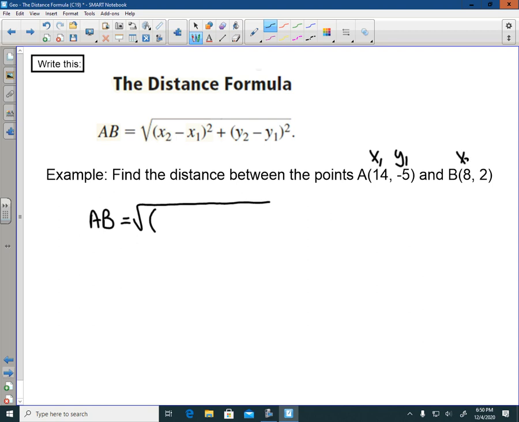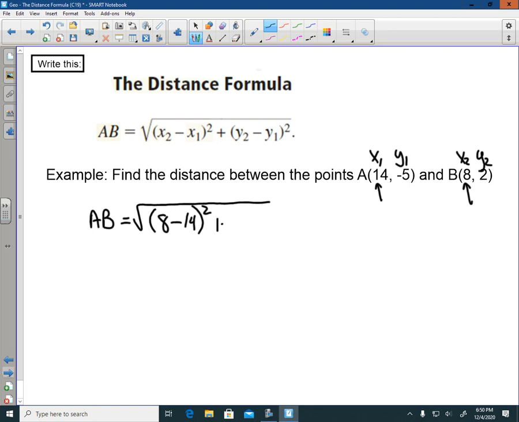B has your x2 and your y2, and now you're just going to take those numbers and jam them into the formula. So the formula asks you for x2 first. So what's the value of x2? Well, I can see that it is 8. And then the formula asks us to subtract. And then we need the value of x1, 14. And then some parentheses, and then we're going to square.